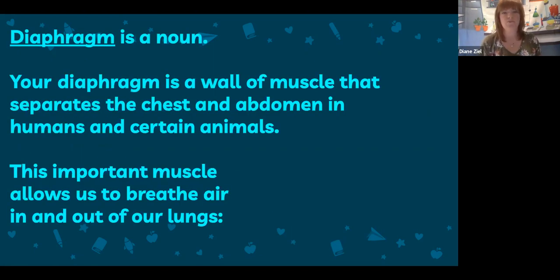Diaphragm. Diaphragm is also a noun. Your diaphragm is a wall of muscle that separates the chest and abdomen in humans and certain animals. This muscle is very important because it's the muscle that allows us to breathe air in and out of our lungs.